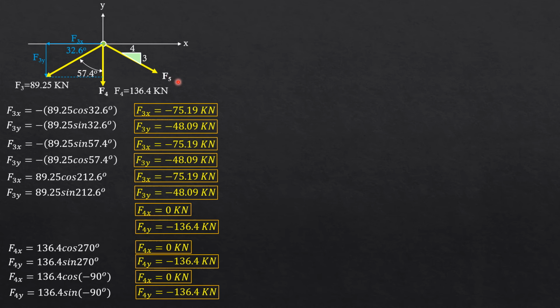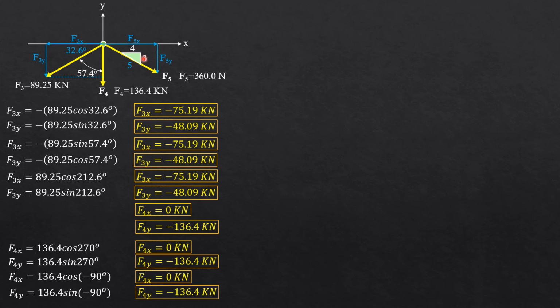So finally, for this F5 here, the x component is rightward, so positive. The y component is downward, so negative. So we have 3, 4, so the hypotenuse is 5. Square root of 4 square plus 3 square is 5. So the magnitude of F5 is 360 newtons. F5x is positive because it is directed towards the positive x direction. F5y is going down, so it is expected negative.